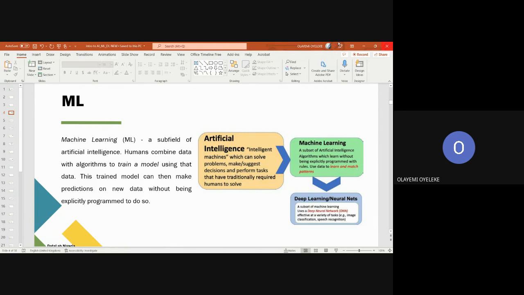So you can see this is artificial intelligence. Then it leads to machine learning. Here, machine learning leads to deep learning. Deep learning, or what we call neural nets, is a subfield of machine learning, while machine learning itself is a subfield of artificial intelligence. But let's go ahead and see more.